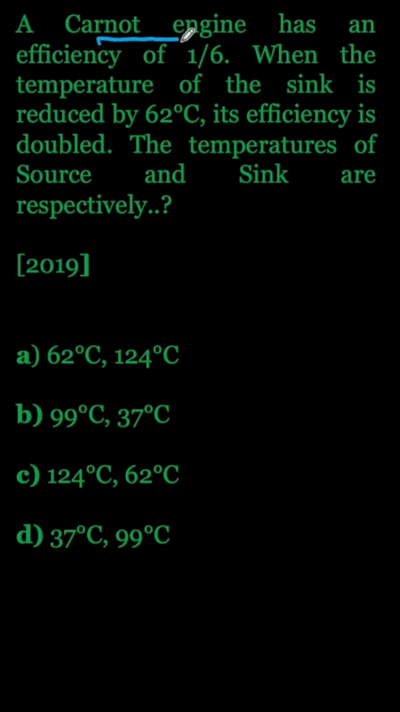A Carnot engine has an efficiency of 1 by 6. But when the sink temperature is reduced by 62 degrees Celsius, the efficiency is doubled. Then we are asked to determine the original source and sink temperatures.